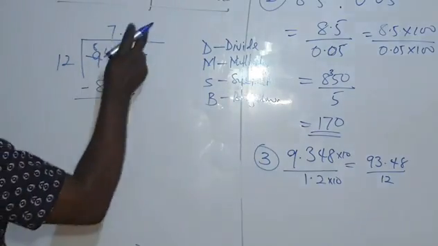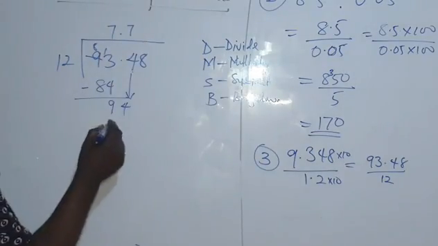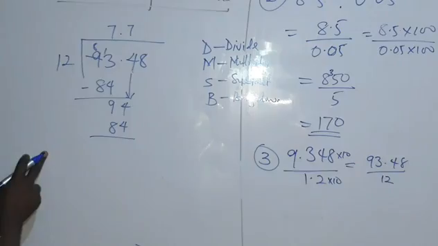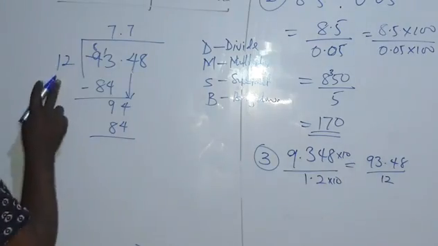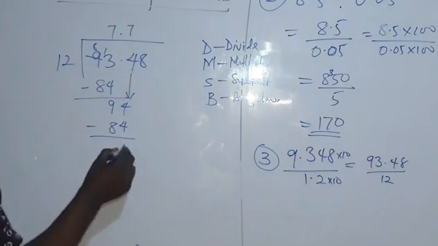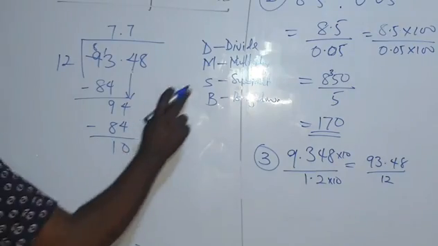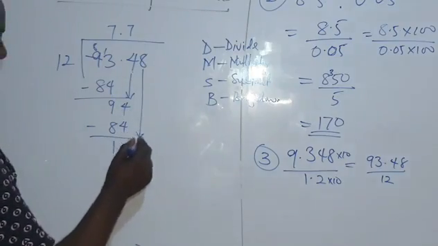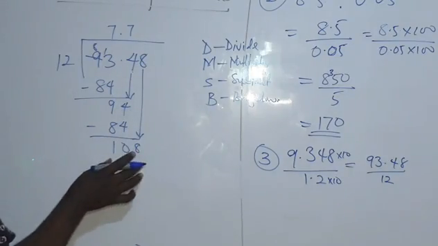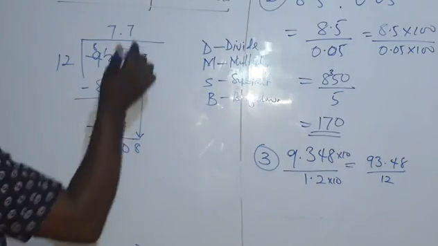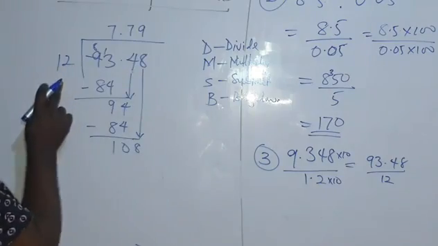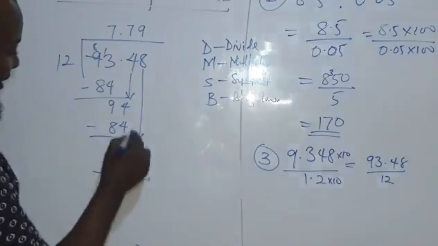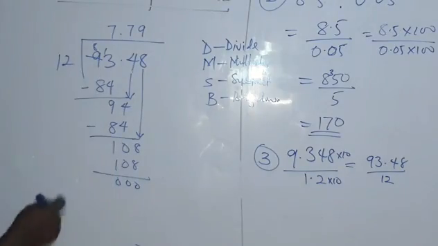Then we multiply. 7 times 12, 84 again. We subtract. 94 minus 84 is 10. After subtraction, you bring down this 8. That turns it to 108. 12 in 108 is 9. 9 times 12 is 108. So when you subtract, this will give you 0. That is the end of the solution.